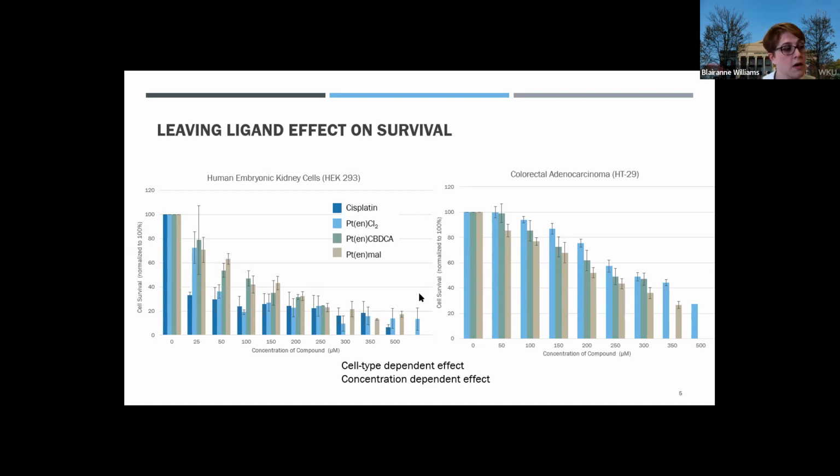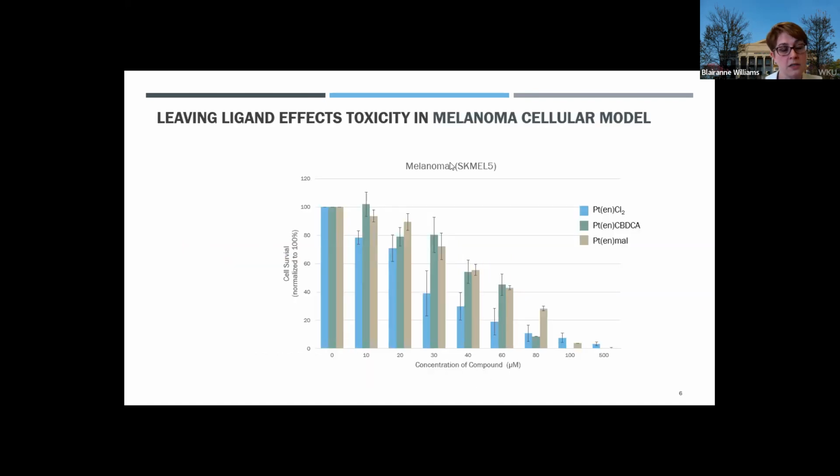through the whole curve. But when we look at other cell lines, such as the melanoma cell lines, we do see this effect. So I dropped the cisplatin data from this just to keep the non-leaving ligand the same, so this is truly just comparing the leaving ligand. We can see that here, these are statistically significant. The dose response curve overall from the platinum EN chloride is different from both the CBDCA and the MAO. And so we can see some difference that's due to the chloride atom itself.